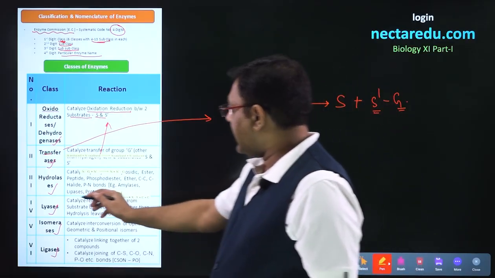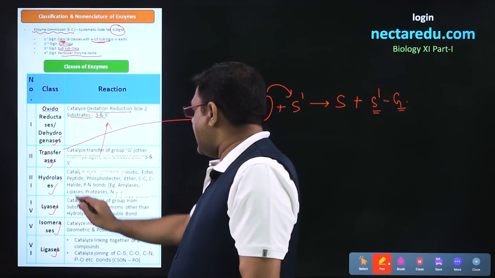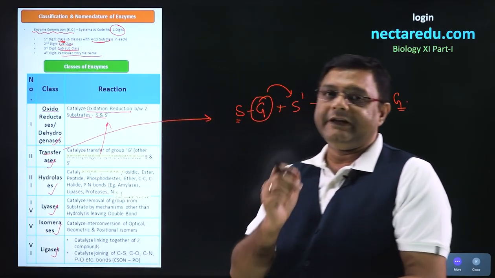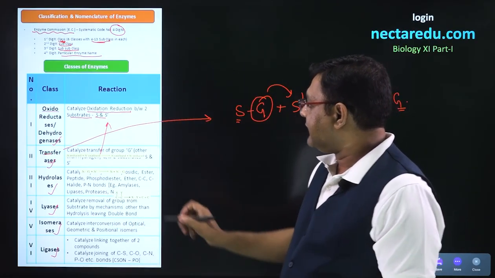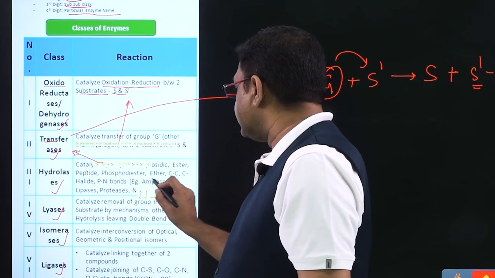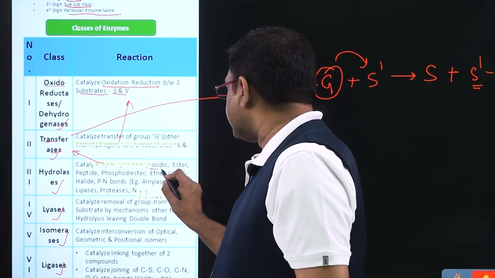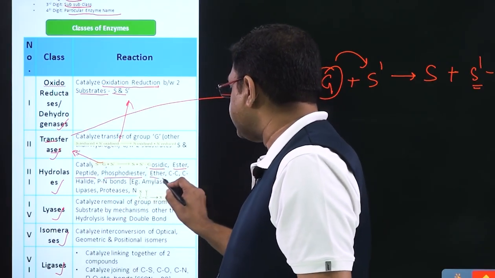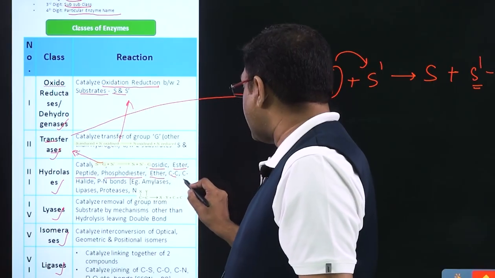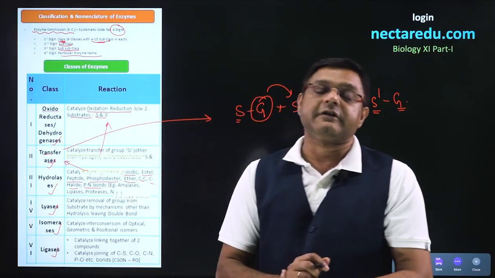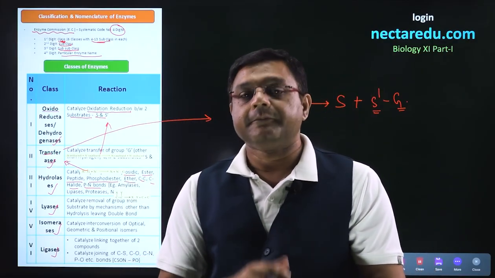Moving to the third class, that is hydrolases. Hydrolases will do hydrolysis. So, these will break bonds, and the bonds which are broken are usually glycosidic bonds, ester bonds, peptide bonds, phosphodiester bonds, ether bonds, carbon to carbon, carbon to halide, and P-N bonds. So, these bonds are broken by hydrolysis.